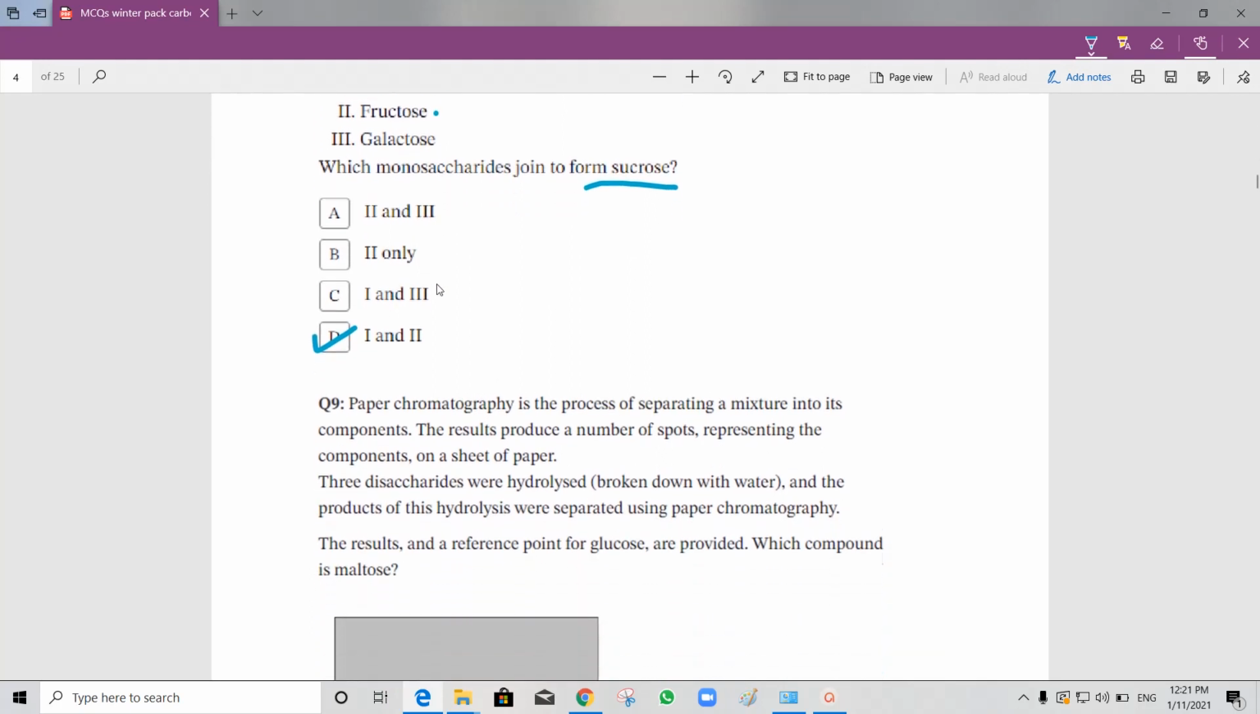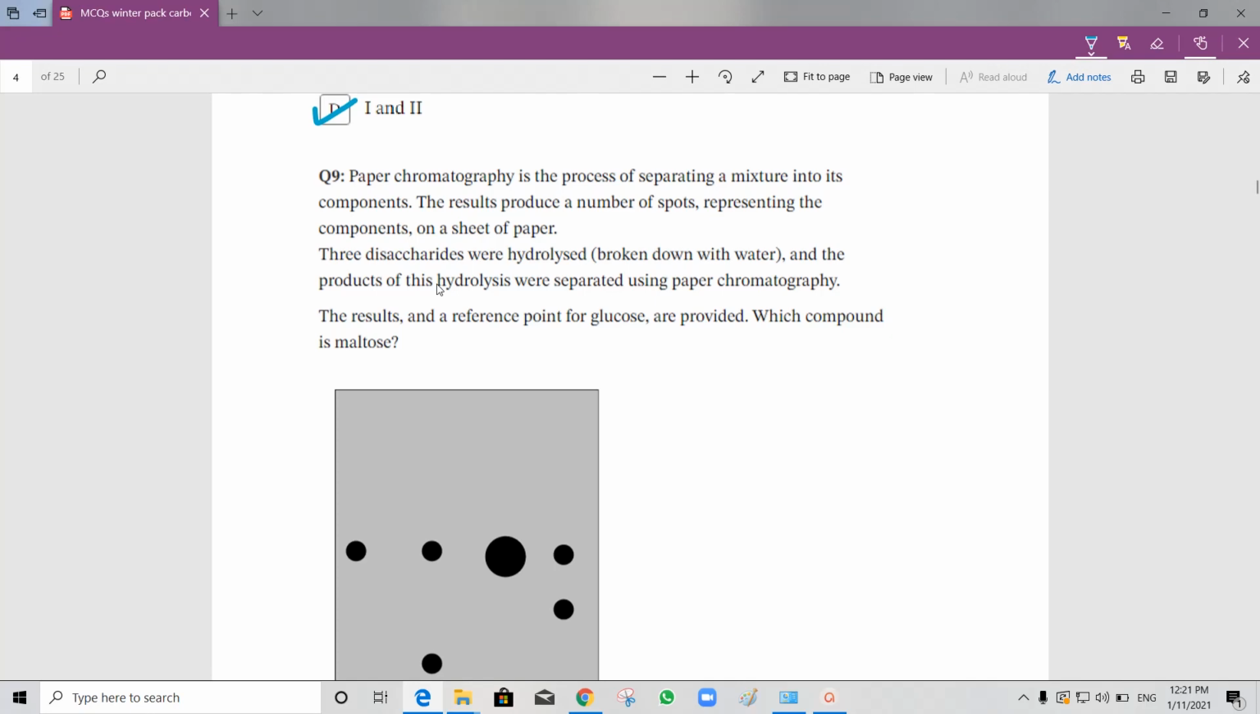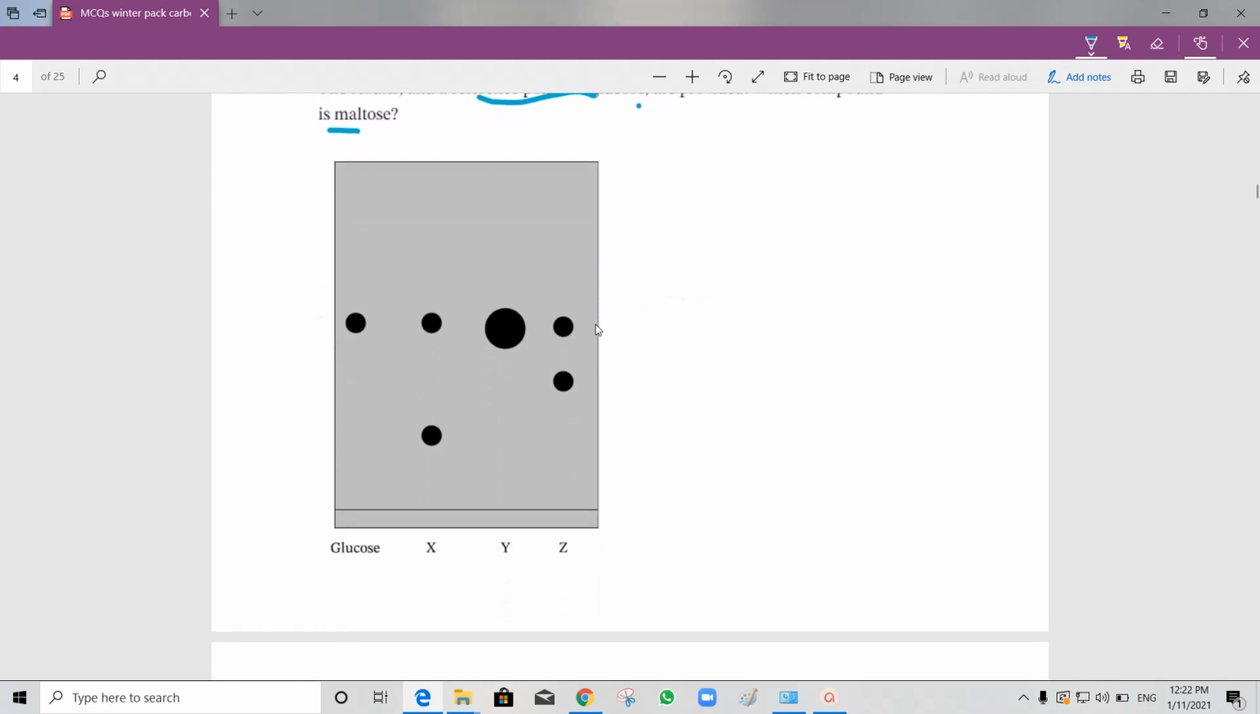Here is another experiment using paper chromatography. But the question here: which compound is maltose? And he gives me a reference point for glucose. See, glucose is at a higher level. This is the reference point. He asks about maltose. Maltose consists of two glucose molecules.